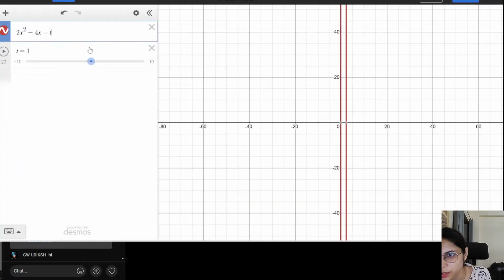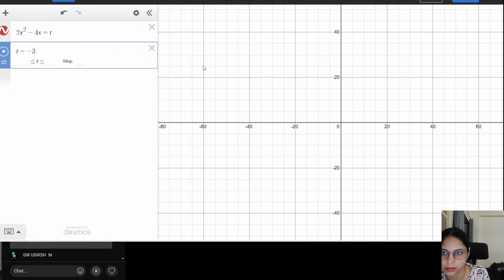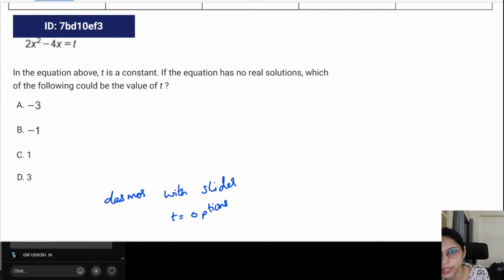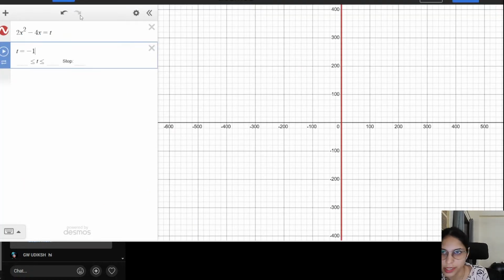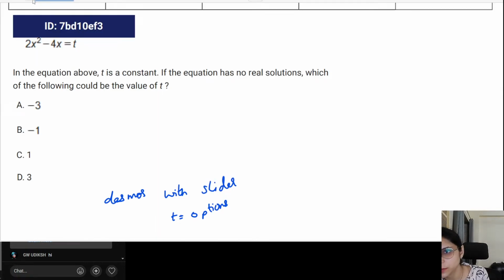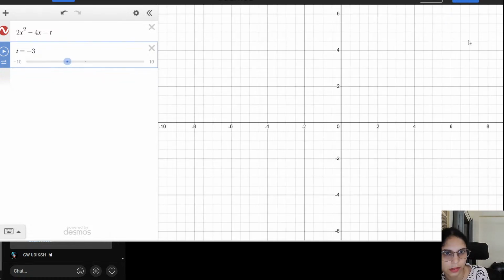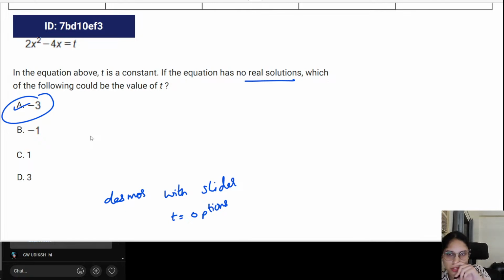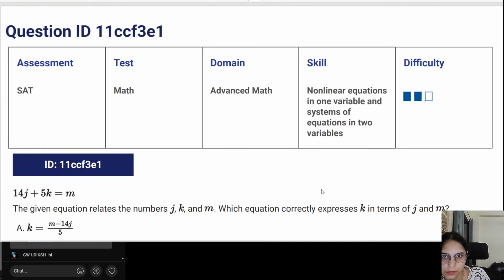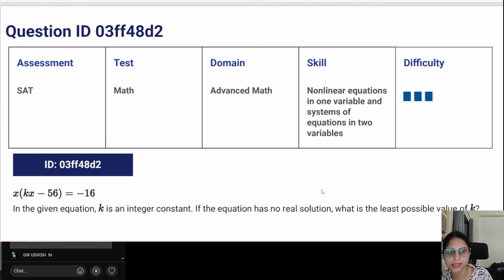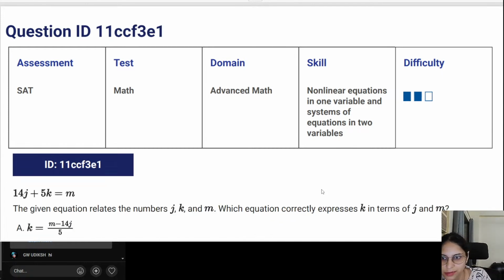2x squared minus 4x equals t. So we'll put t is equal to negative 3. We are not getting any solution. Negative 1, we are getting a solution. 1, we are getting a solution. 3, we are getting a solution. So negative 1 is the correct one. Because that's where you're not getting any solution. You can't see any line. Alright? So here, yeah, you can do that.